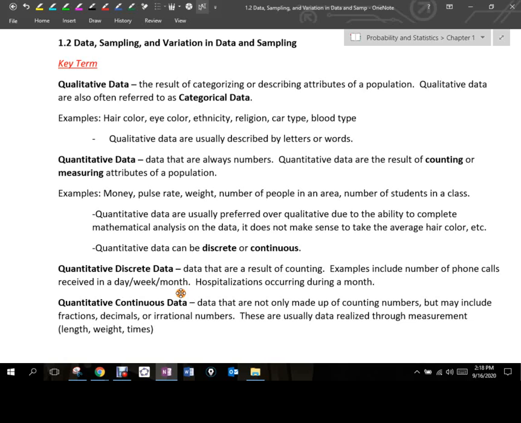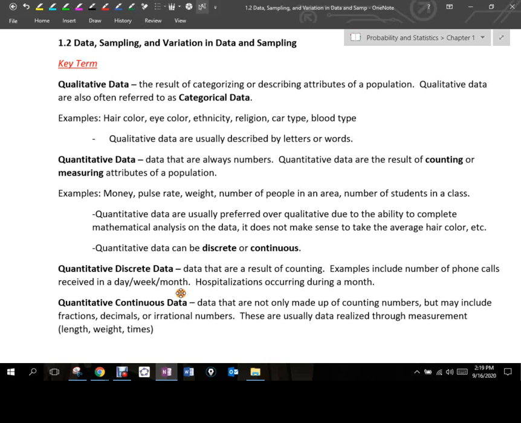Qualitative data is the result of categorizing or describing attributes of a population. Some examples are hair color, eye color, ethnicity, religion, car type, gender, blood type. You've all been to the DMV and signed up for your license, and they ask what county are you from, what city are you from, what's your zip code? Now your zip code's a number, but it's a qualitative number. We'll talk about that later.